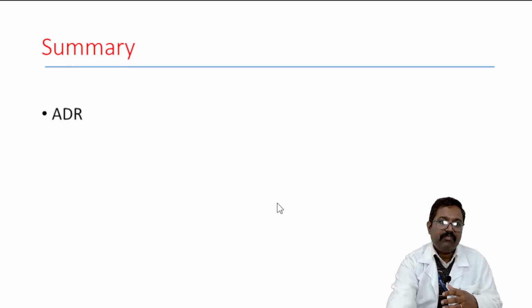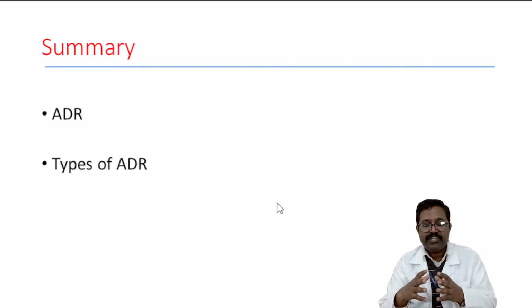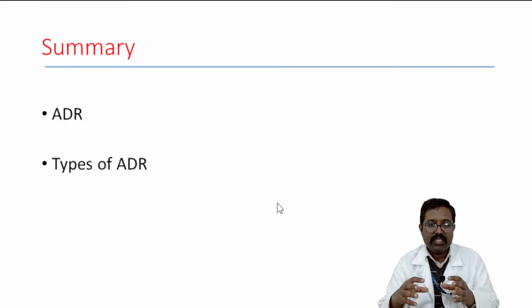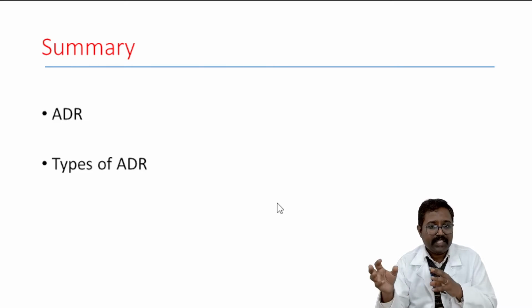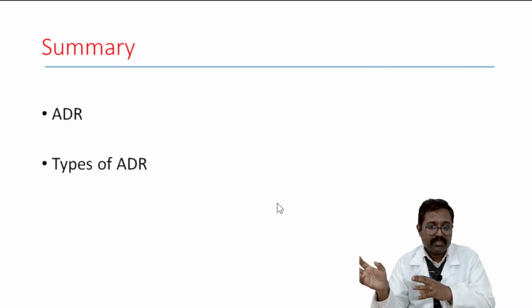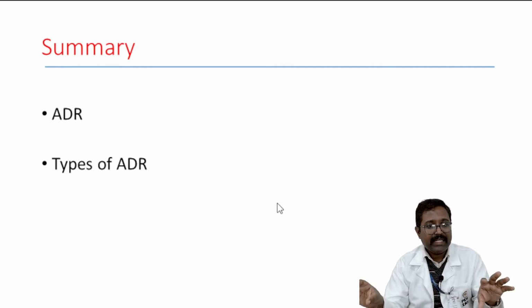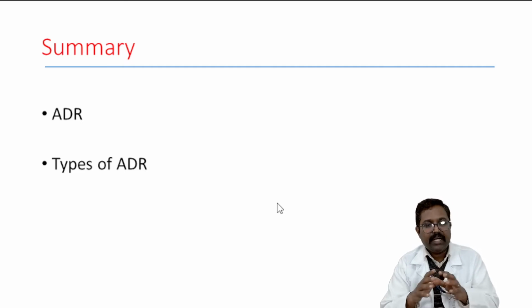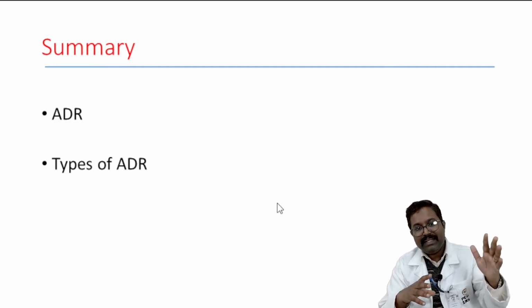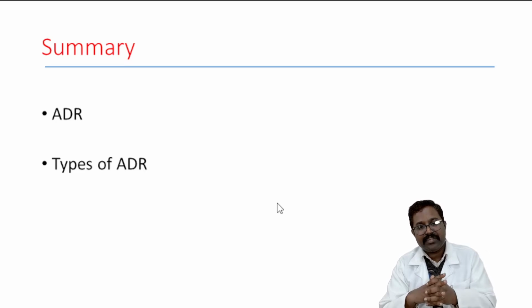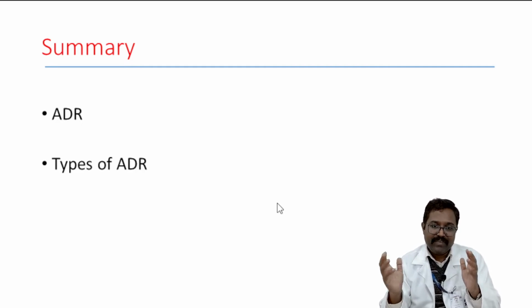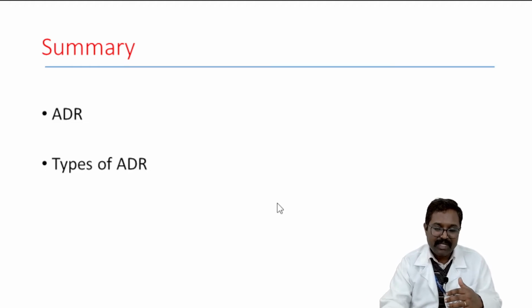So in summary, we talked about the definition of ADR, adverse drug reaction. It is an unintended effect which is seen at the normal therapeutic doses, which are used for either prevention, treatment or diagnostic purposes. So there are broadly two types of ADRs, type A as well as type B. Type A is augmented, type B is bizarre reaction. Type C is chronic, type D is delayed, type E is end of treatment reactions, type F is the failure of the drug to produce desirable effects.